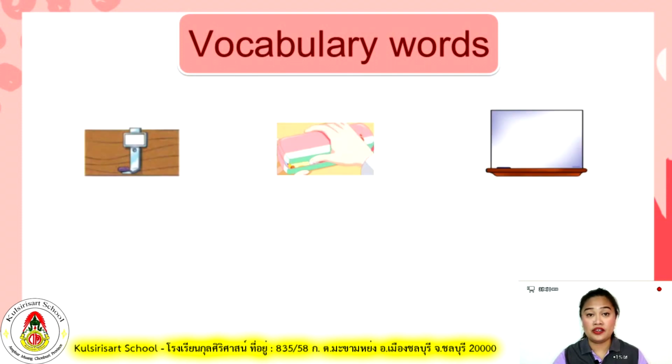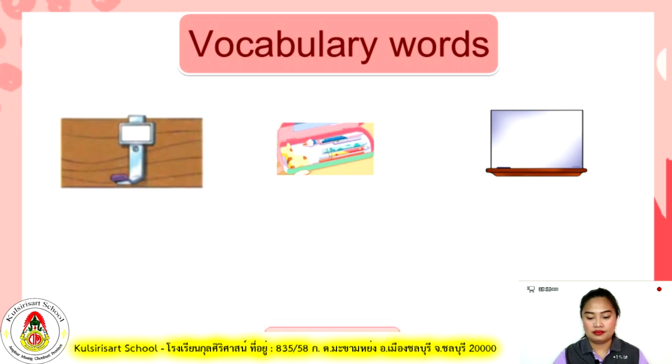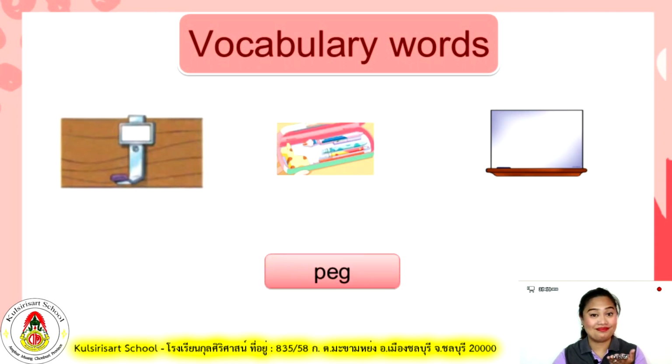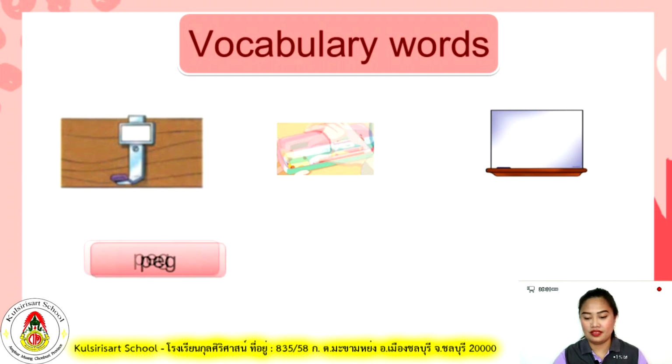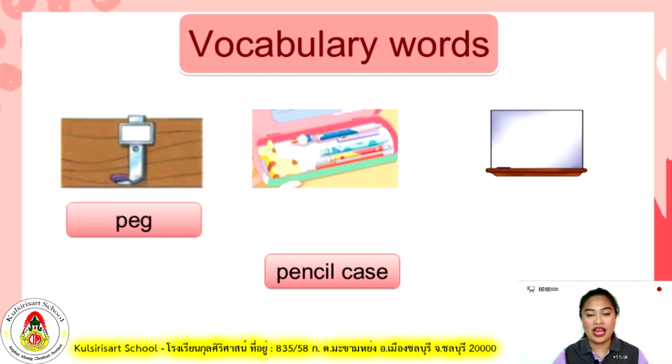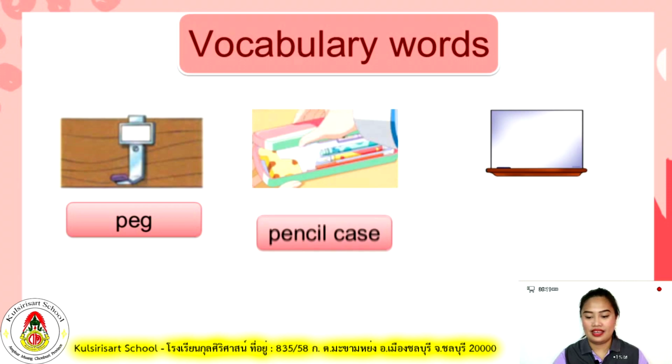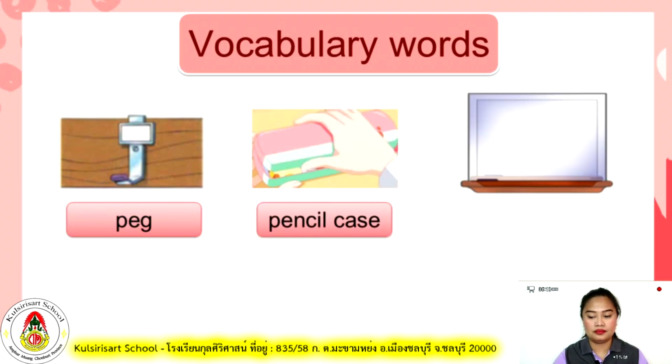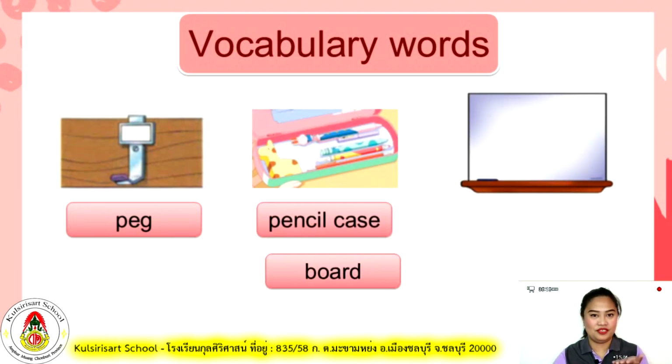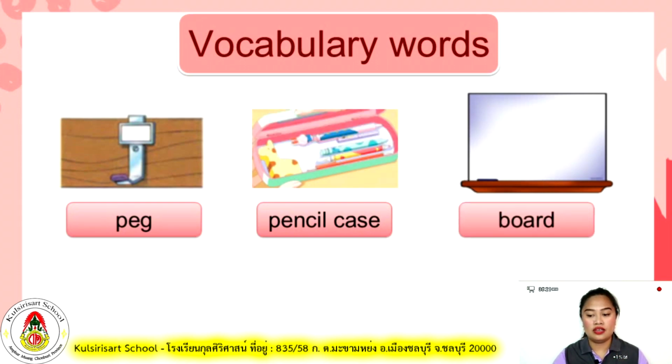I have here 3 more vocabulary words. Next is peg. Peg. And then we have here pencil case. Your turn. Say pencil case. And lastly, we have here board. Your turn. Say board. You can also say whiteboard. It's okay, they are the same. Board or whiteboard are the same.